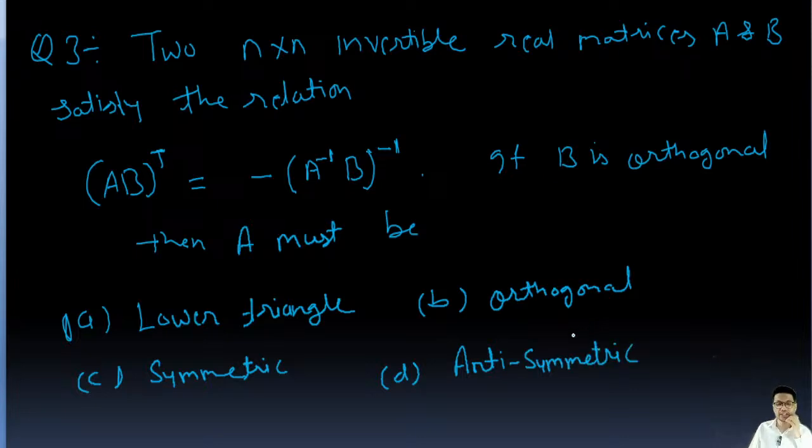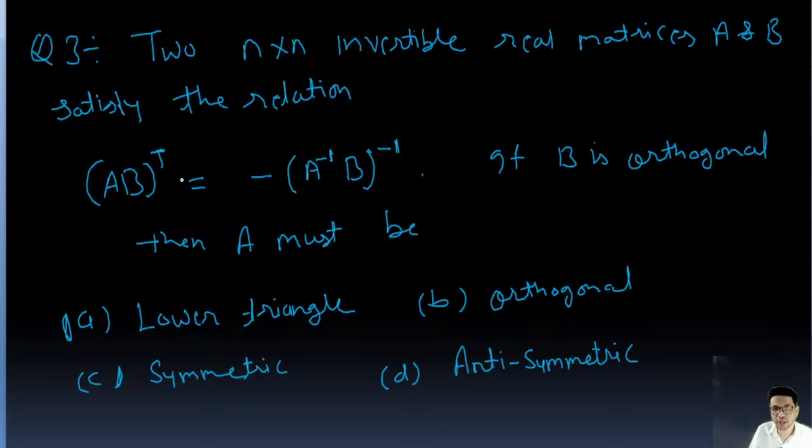Antisymmetric. Okay, so this is the question. I'm going to explain this question first. Very simple question from matrix. So we have two n cross n non-invertible real matrices A, B.